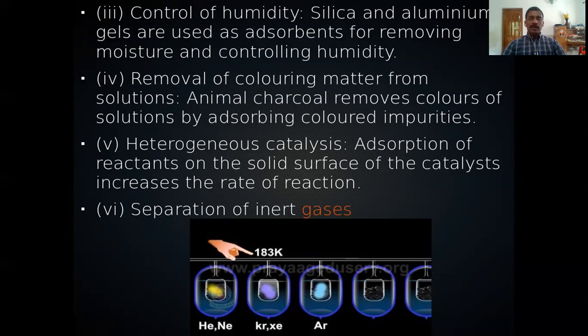Another important application, removal of coloring matter from solutions. We discussed it as one of the examples for adsorption in the first part. Animal charcoal can adsorb colored solutes from solutions. The removal of color of sugarcane juice already we discussed.